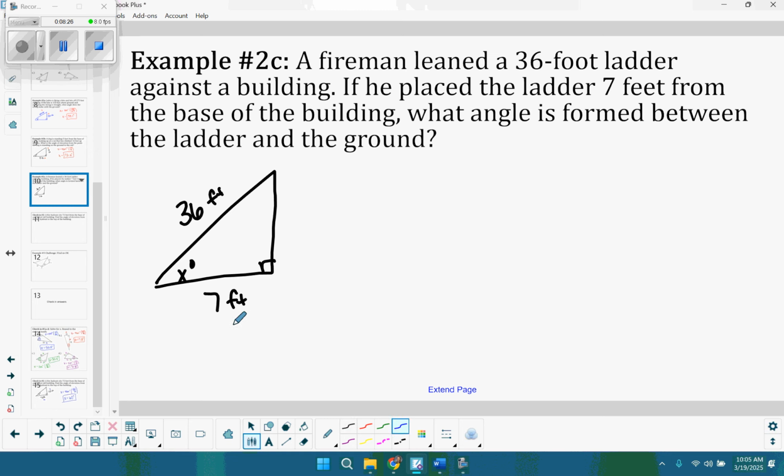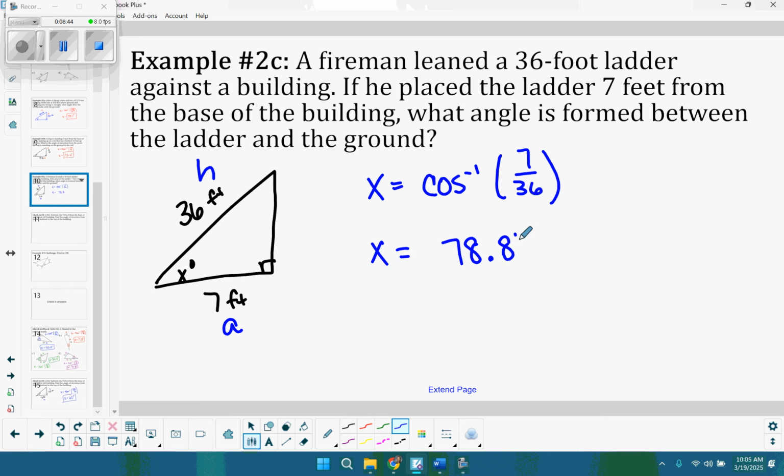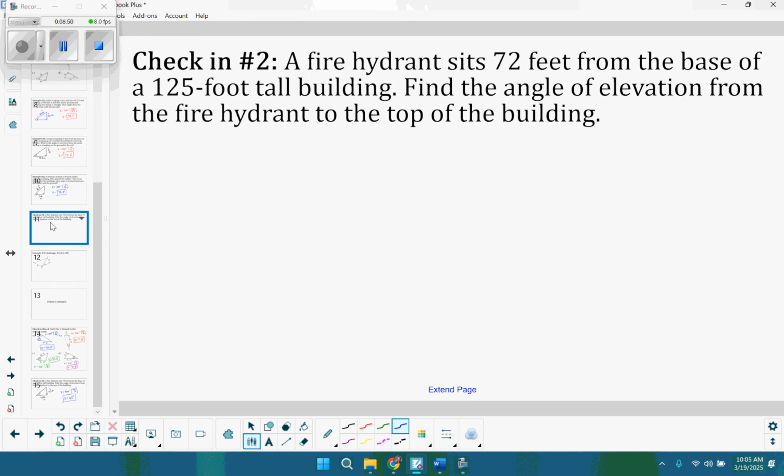of elevation. We have A and H. That combination is cosine. So x will equal the inverse cosine of 7 over 36. So x would equal 78.8 degrees in this problem. So there's one here for you to try. You can pause. Answers are posted on Google Classroom.